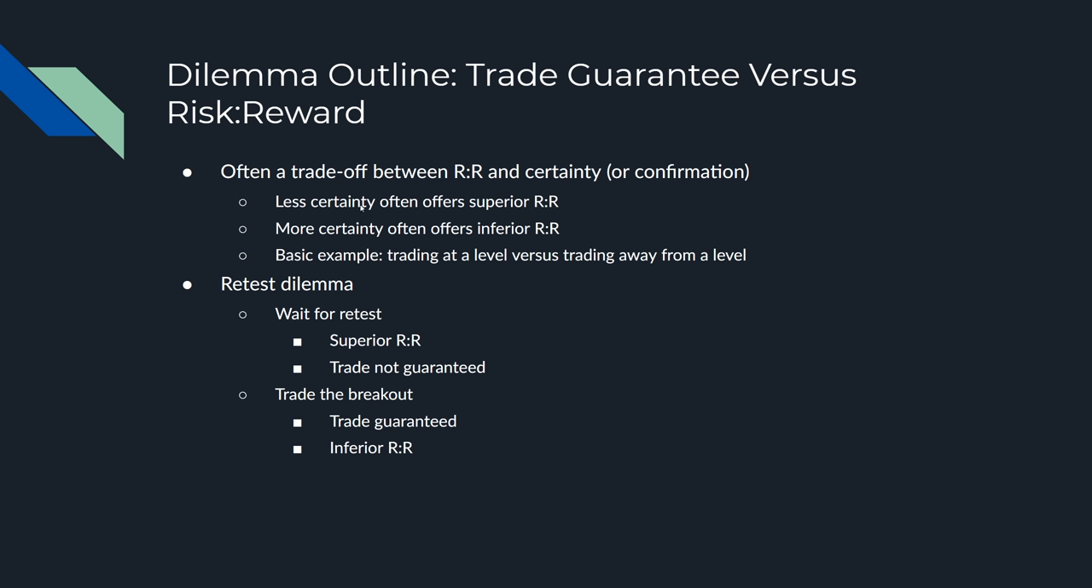And again, same thing here, less certainty often offers superior risk reward. So if you're buying the retest of the level, it's not clear whether the breakout's going to hold or whether the market's going to bounce from that level, etc., but you get the premium, if you will, or the benefit of superior risk reward.